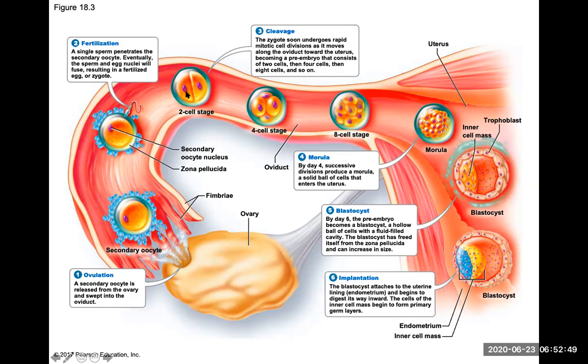So here's just another look at the fertilization would occur here for the egg and sperm, and then the cleavage is the 2-cell state. When it cleaves into 2 cells, then 4 cells, 8, morula, then it's called a blastocyst. And eventually by about day 6, we get an implantation with an endometrium and an inner mass layer.